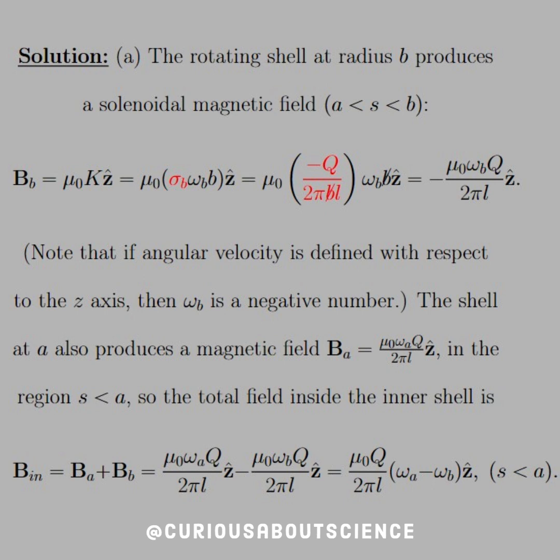The shell at A also produces a magnetic field B_A, which is equal to the opposite of this, with omega A, in the region for S less than A. So the total field inside the inner shell is B on the inside equal to B_A plus B at B. So you take the minus of them and you see that we get mu naught Q over 2 pi L times omega A minus omega B for S less than A.